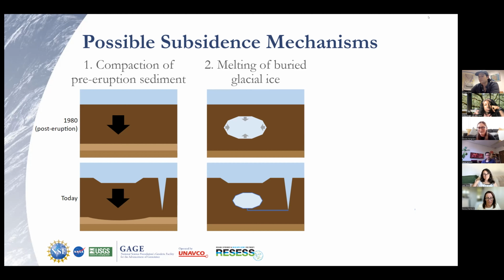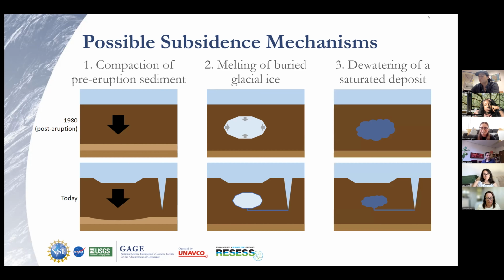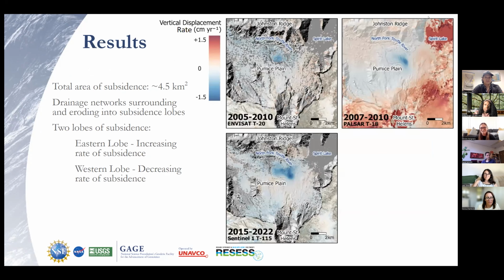The third possible mechanism is dewatering of a saturated deposit, which is similar, but rather than the ice having survived the eruption, you would have had melted ice that resulted in a heavily saturated debris flow. And in this case, you would expect those similar drainage channels from water draining out, but you would expect maybe a little bit more of a consistent signal across the pumice plain due to a well-mixed and more homogeneous debris flow deposit. So what does the InSAR actually show us?